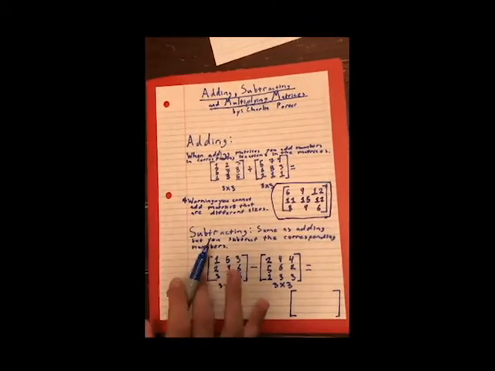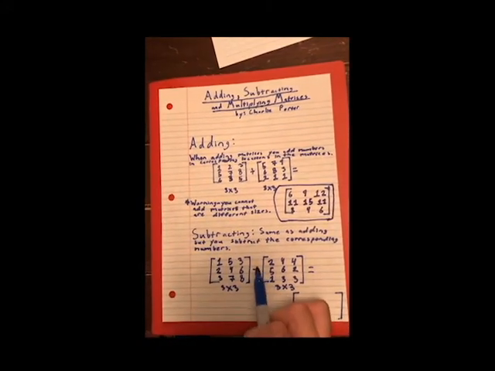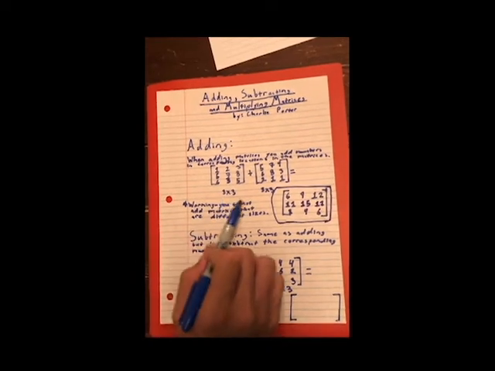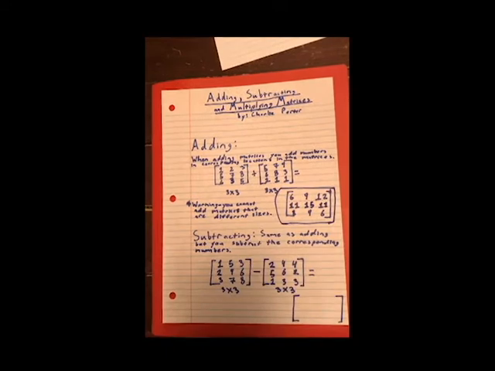And just a warning, you can't add matrices that are different sizes. So they have to be the same size, like 3 by 3 has to be added together with another 3 by 3, or else it won't work.